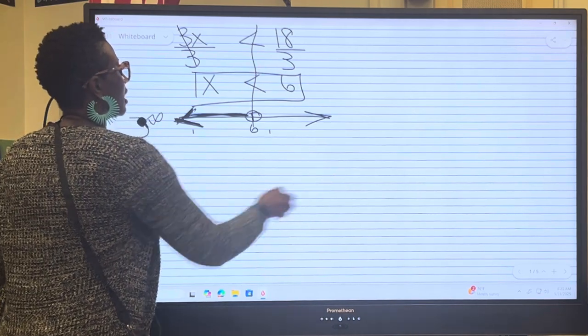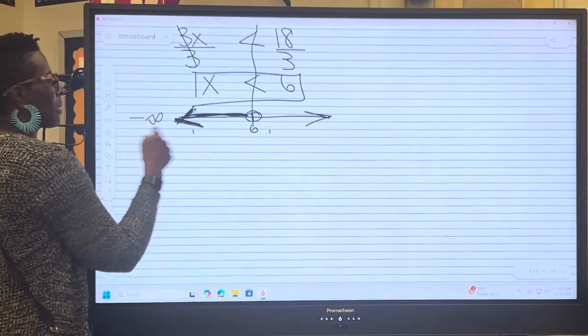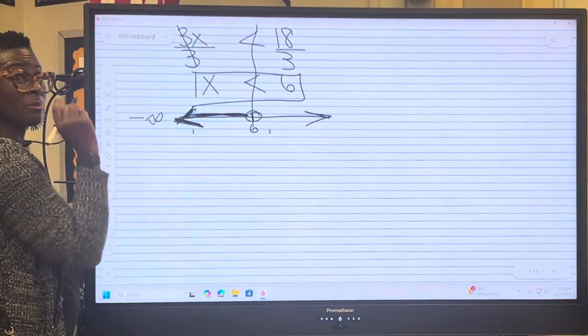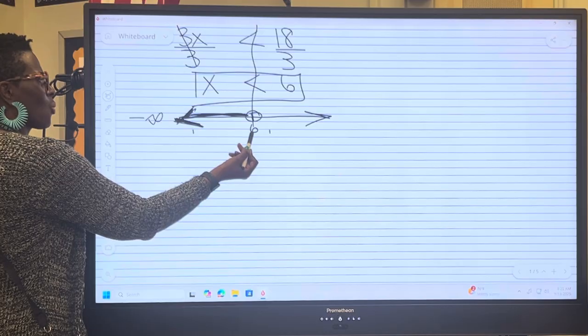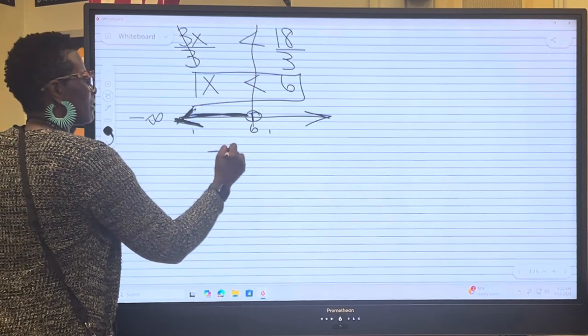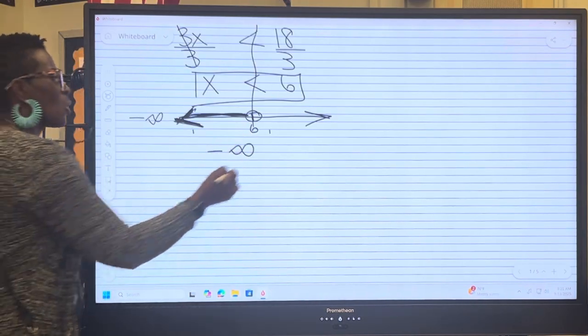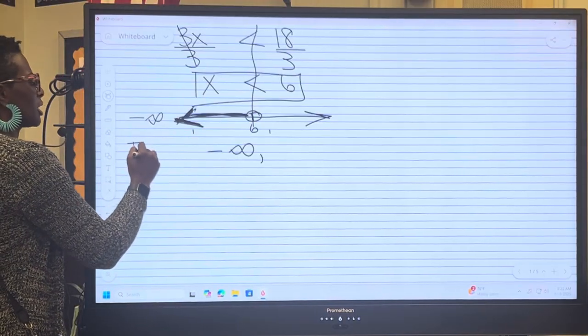If I were to write this as interval notation, tell me what I would put. What's my minimum? Stay with me. What's my minimum? Negative infinity. Write what I'm writing. This is our interval notation. What's my maximum?